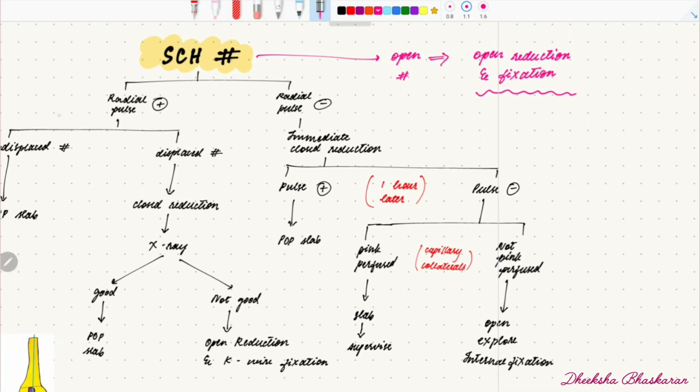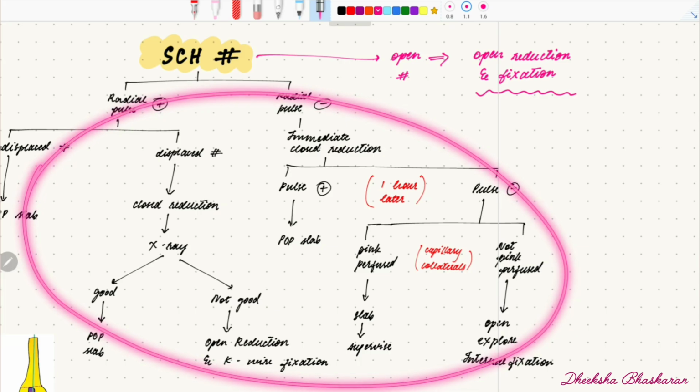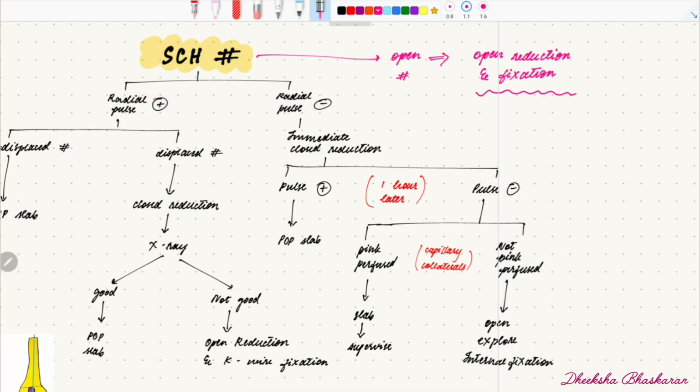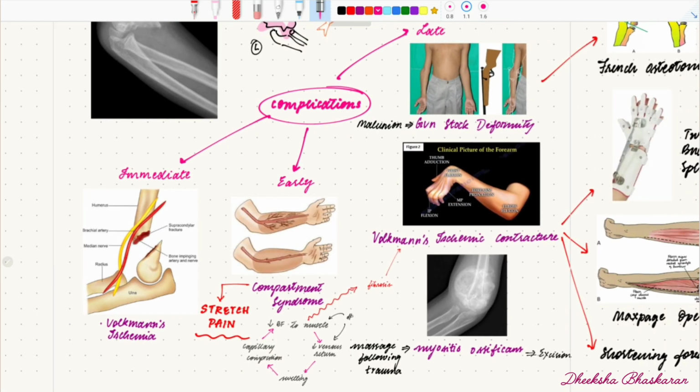And if all this is done, the fracture is closed, there's no open wound. If the fracture site has an open wound and you can see the bone from the exterior, that means you need to carry out open reduction and fix the fracture. Now we look at the complications that could occur if the fracture is not attended to, or there is a complication following reduction of the fracture.